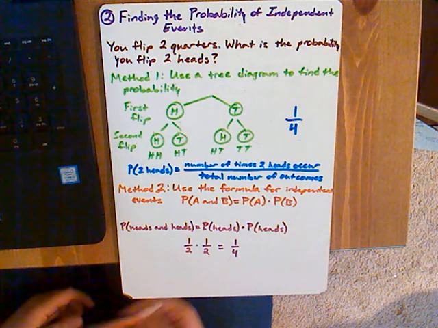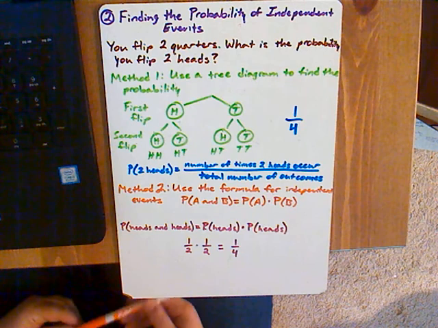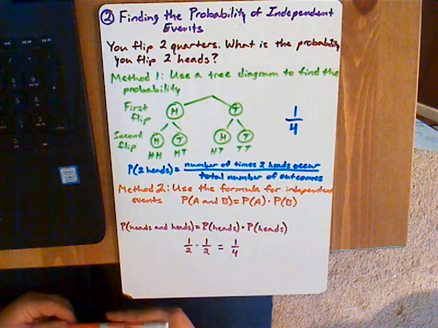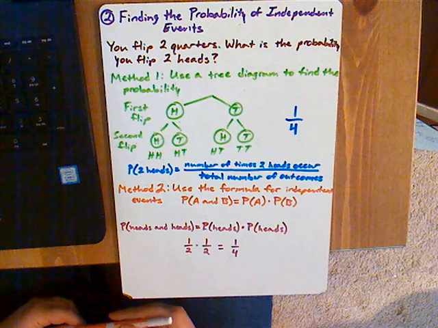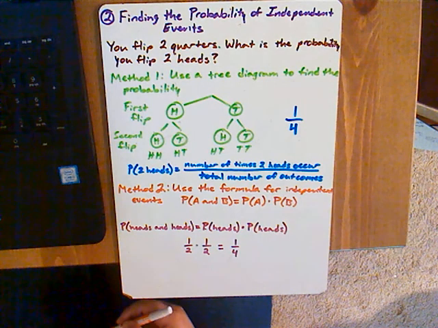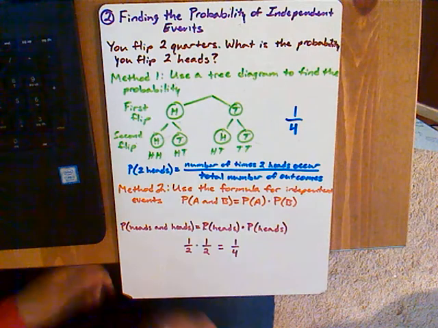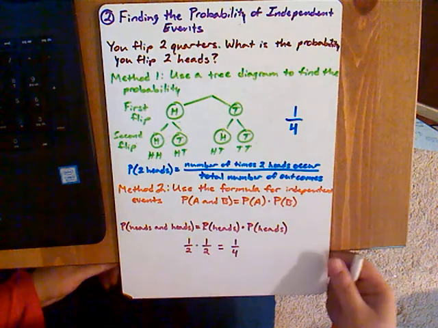So the probability of getting 2 heads is going to be 1 over 4. So that's 2 ways that you can find the probability of independent events. Remember, independent events are events where the first event does not affect the second event. So next we're going to look at dependent events and how to find the probability of dependent events.